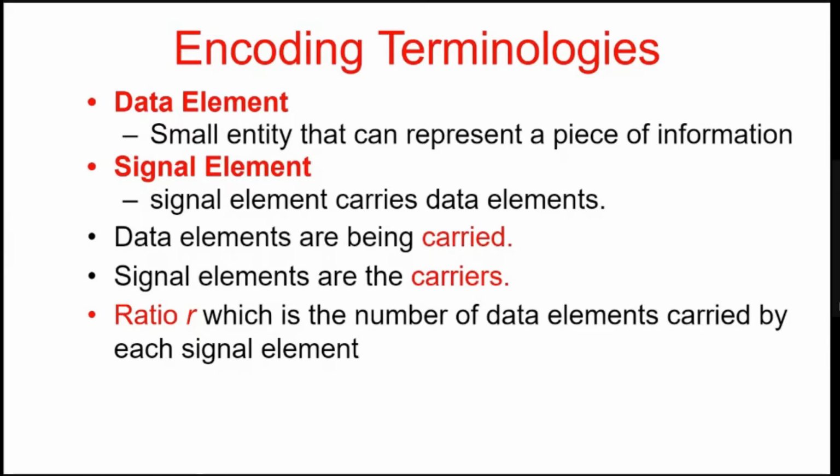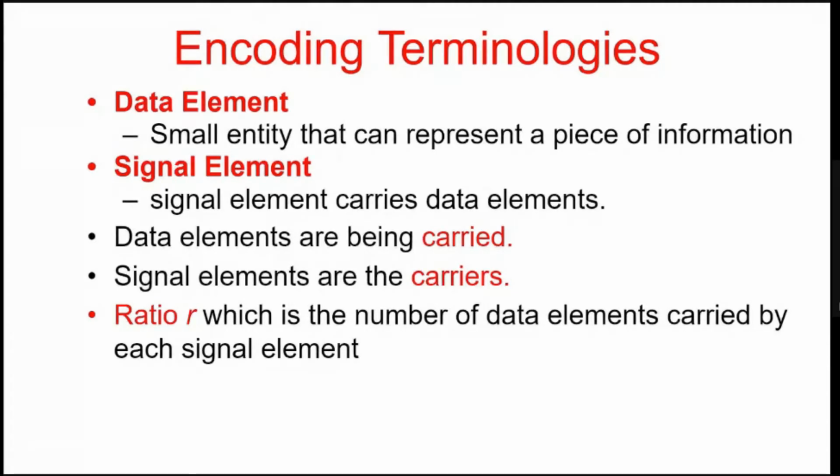And the next point: the data elements are being carried and the signal elements are the carriers. So the data elements are the pieces of information, and that information is carried by the signal element. Next, one of the main terminologies is the ratio, denoted R. So what is ratio R? Actually, the ratio R is the number of data elements carried by each signal element.